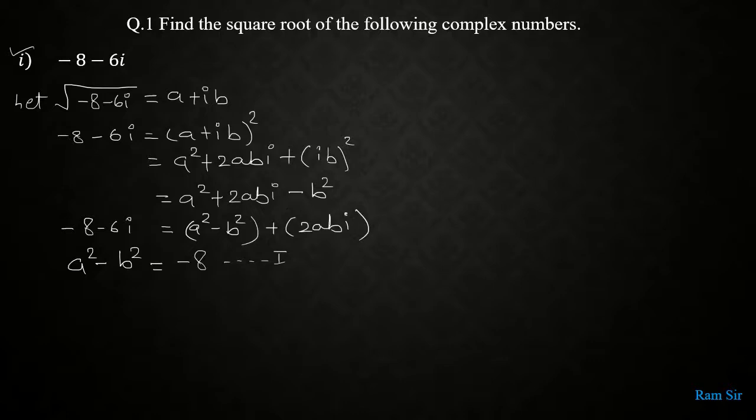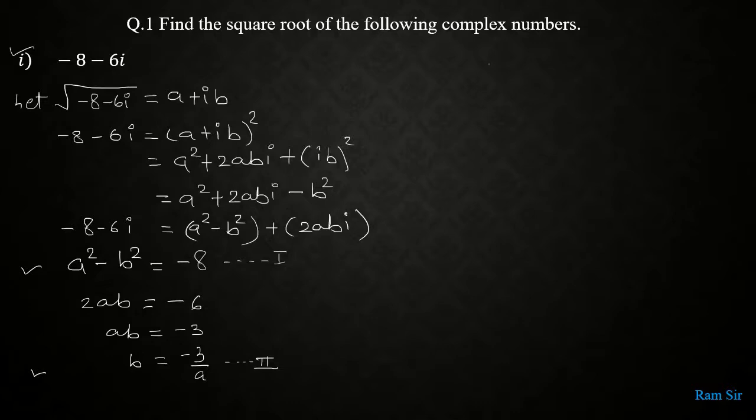Similarly, 2abi when we compare with -6i, तो i तो cancel हो जाएगा, and that gives you ab is equal to -6. So in the next step we can write down ab is equal to -3 by dividing both sides by 2. Now for finding the answer of a and b, we can write down b is equal to -3 upon a, type of substitution we do. So we mark this as equation number 2. Now when we solve equation number 1 and equation number 2, we will get the value of a and b.